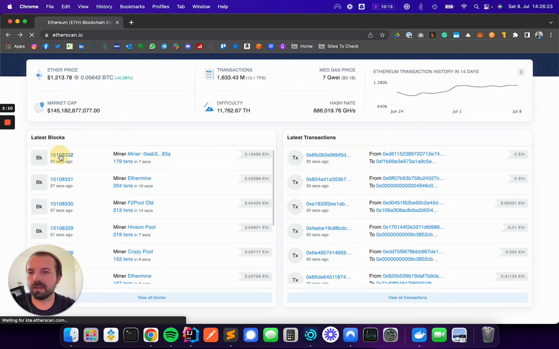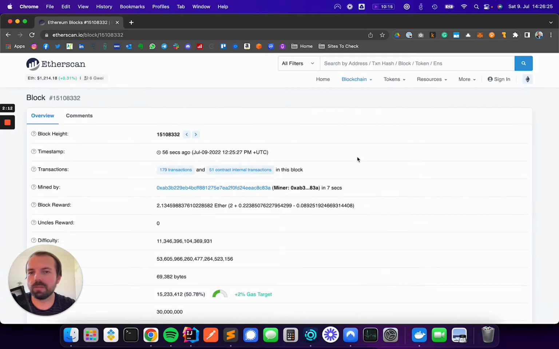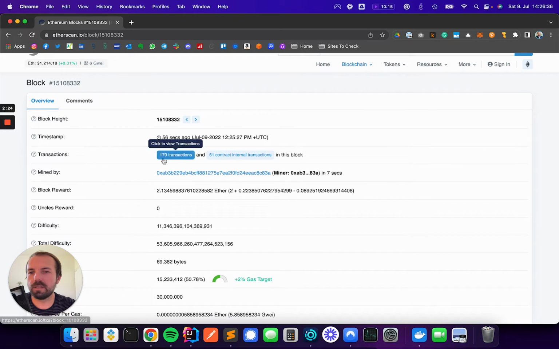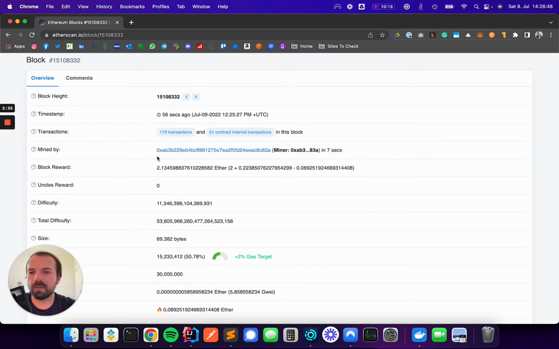You can then click on this block and you see all the information that is available. For example, the block height, as I just mentioned, and the timestamp when this block was mined. You see it contains 179 transactions and 51 contract internal transactions. I will go into the details here in a few minutes. You see that the miner with the address 0xAB, ending with 8C83A, has mined the block 7 seconds ago.